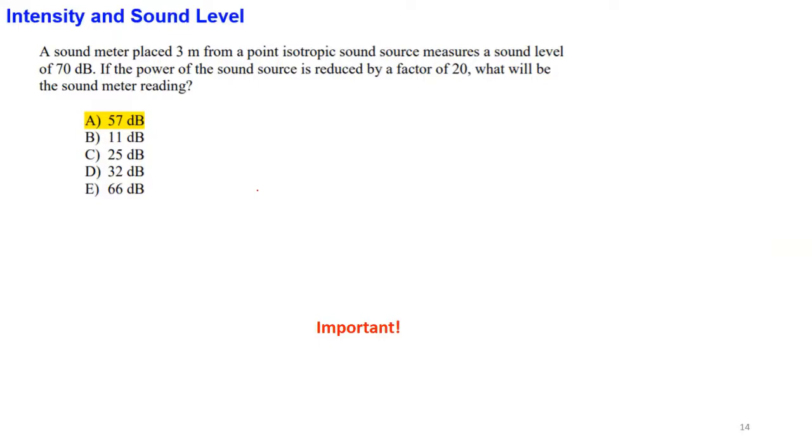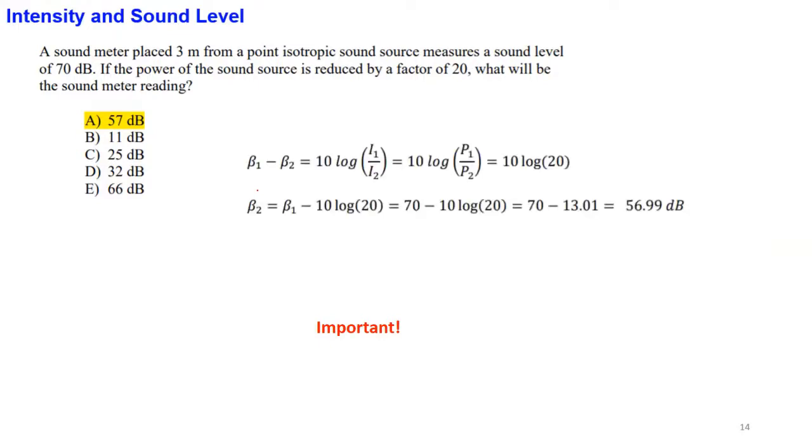Now let's solve this problem here. We have a sound meter placed 3 meters, a sound detector basically, placed 3 meters from a point source. And it measures a sound level of 70 decibel. So if the power of the source is reduced by a factor 20, what will be the reading of the sound?